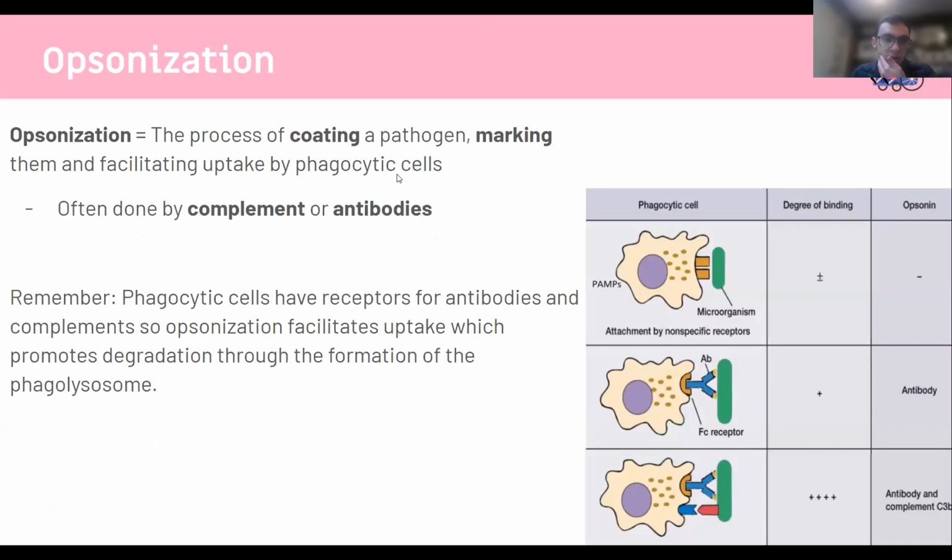Opsonization is just the process of coating and marking a pathogen, and it's often done to increase the ease at which phagocytosis occurs, often carried out by complement or antibodies. It facilitates uptake, which will then lead to promotion of degradation. You can see here that the type of opsonization increases the degree of binding, which ultimately makes the process more effective. So these are just non-specific receptors.